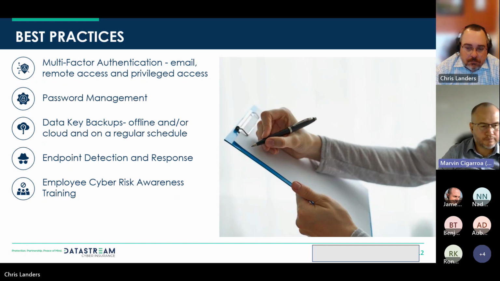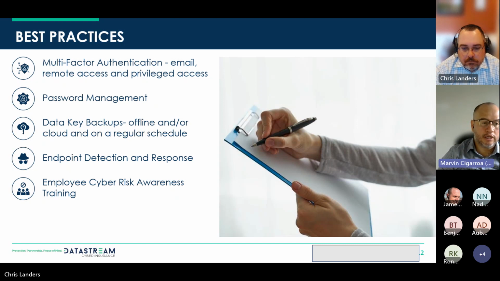Endpoint detection and response, definitely something that we're seeing more and more. I expect in the next several years that's going to become more of a hot button issue with cyber insurance carriers. This kind of takes antivirus a little further, right? It not only monitors your perimeter, but it actively is searching throughout your entire system, alerting you, and sometimes responding on its own to threats that your network may be facing from outside parties.